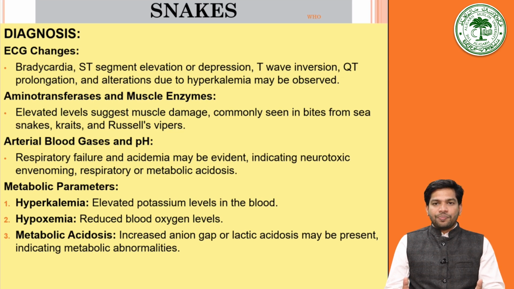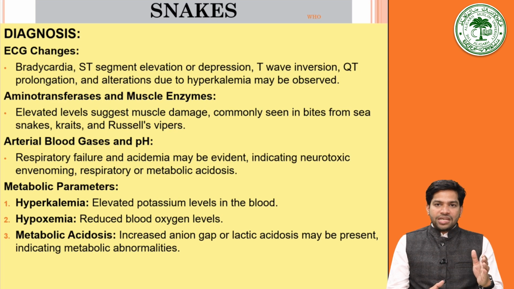Then ABG and pH analysis may also be deranged. Respiratory failure and acidemia may be evident, indicating neurotoxic envenoming. Respiratory and metabolic acidosis may also be a finding. Then certain other metabolic derangements like hyperkalemia, hypoxemia, and metabolic acidosis may be seen. By these findings, we may approach the management of the snake envenomation.